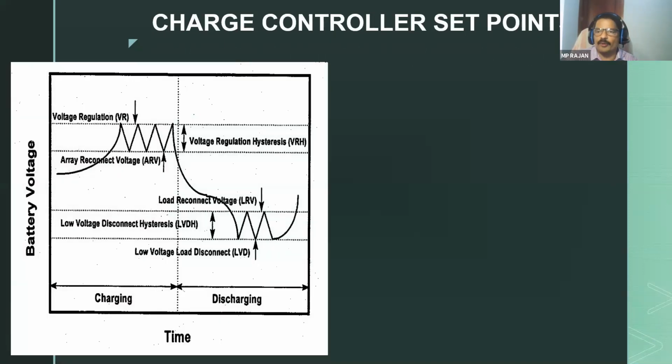So now we'll discuss about the solar set point. You can see a figure, there are two sections, charging and discharging. Your main function of the charge controller is charging the battery or making the battery discharge to the load through the charge controller. So how much can it allow charging? When the solar module is connected to the battery through the charge controller, your battery is getting charged.